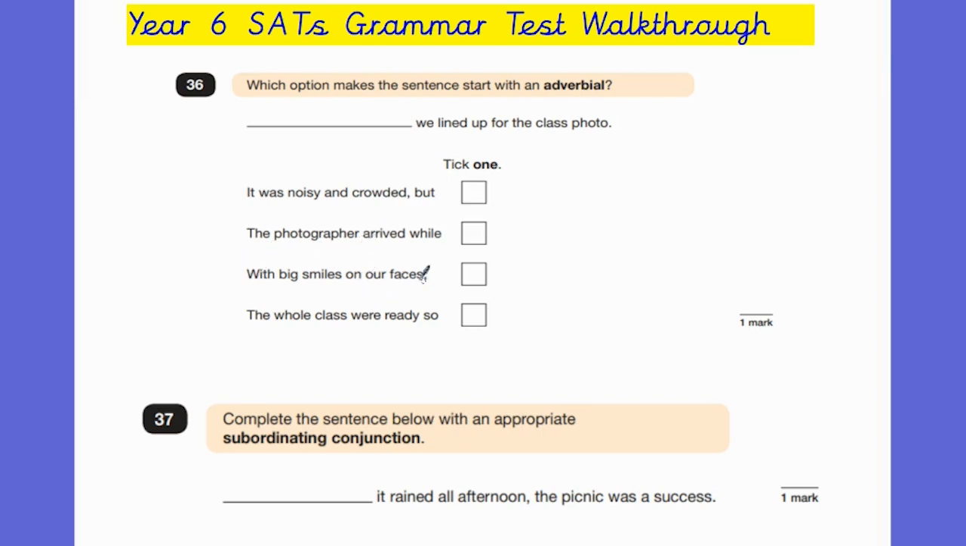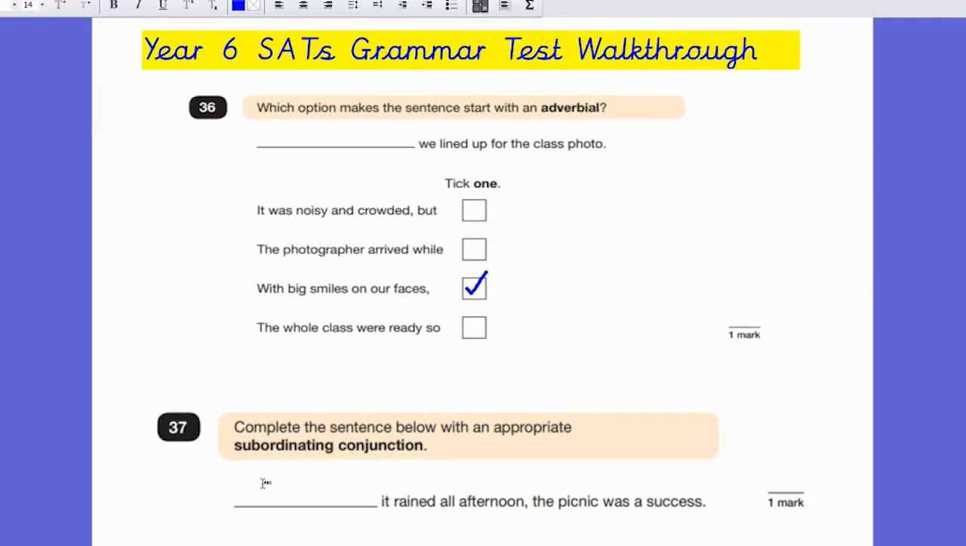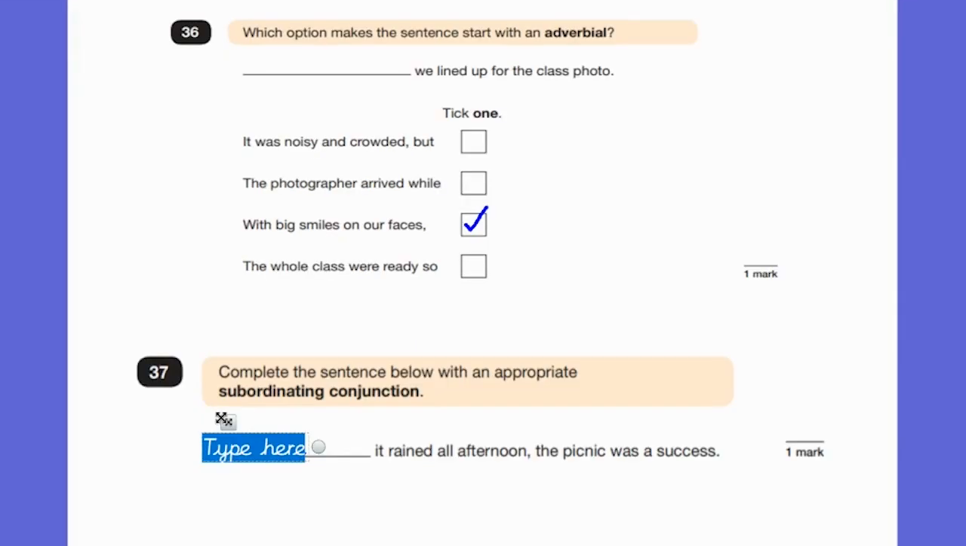With big smiles on our faces. There we go. Nice big tick there for that one. The whole class were ready, so that isn't going to be a fronted adverbial, so we should have ticked the third option.